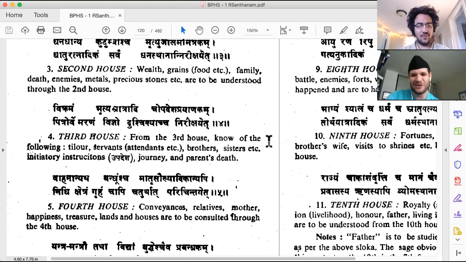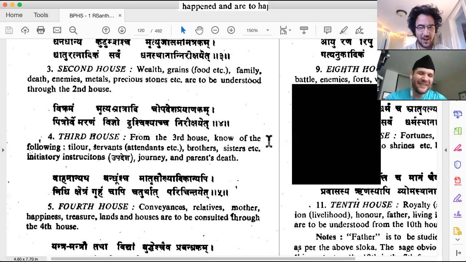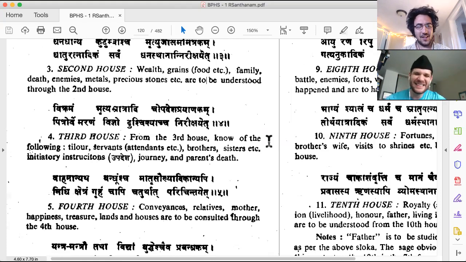Sure. Can you imagine one of these new age astrologers just mentioning death 5 times in 5 different house descriptions? It would be very funny, but yeah, whatever. Yeah, it would be. Okay, cool.